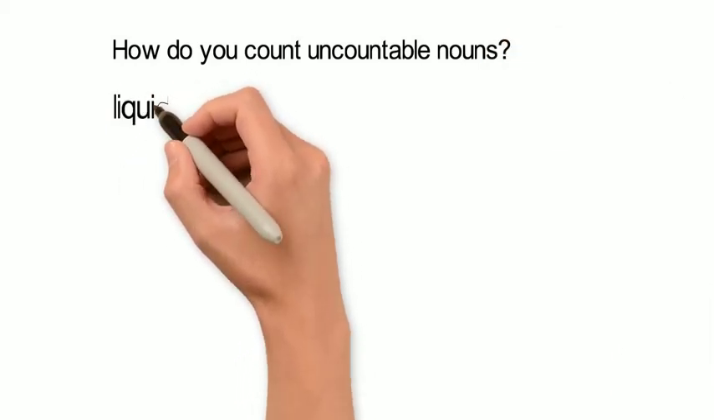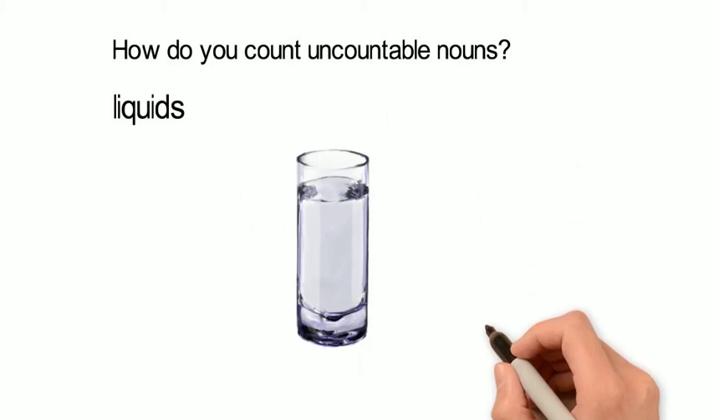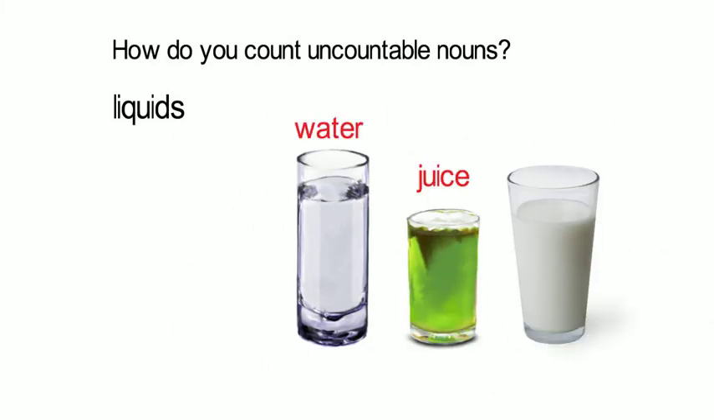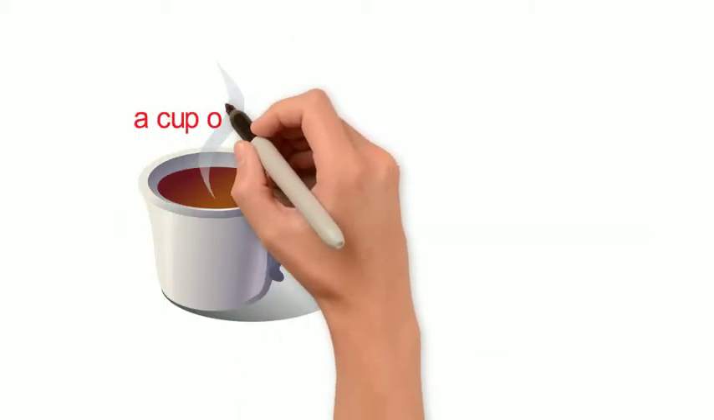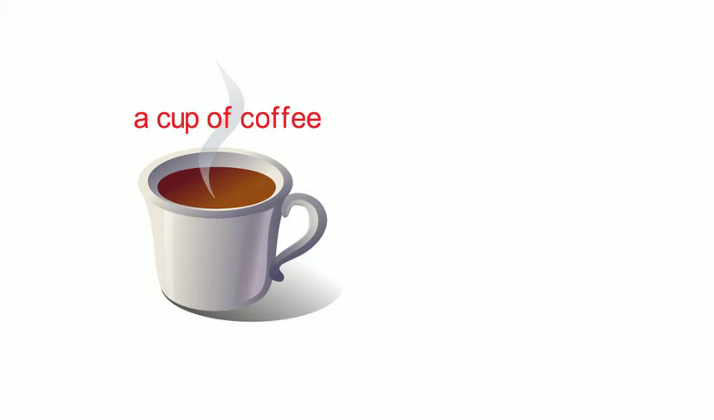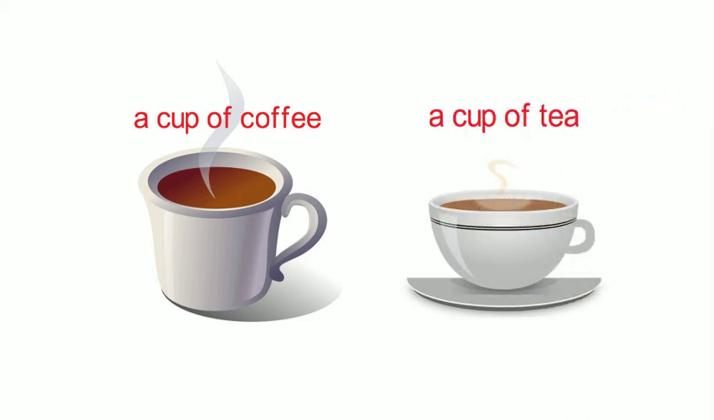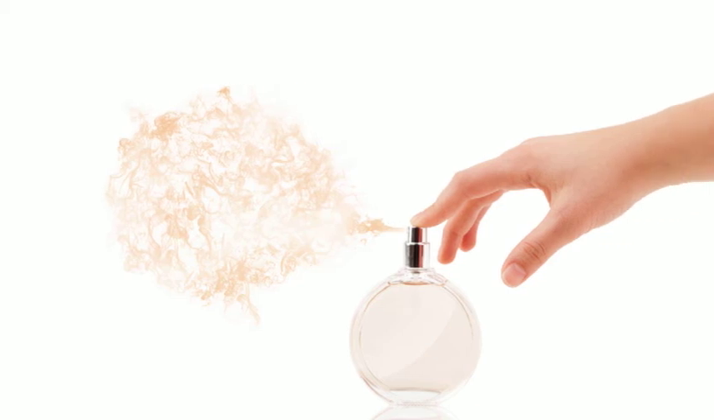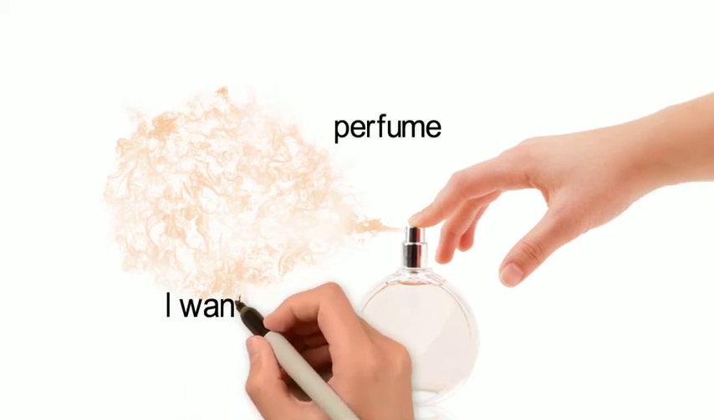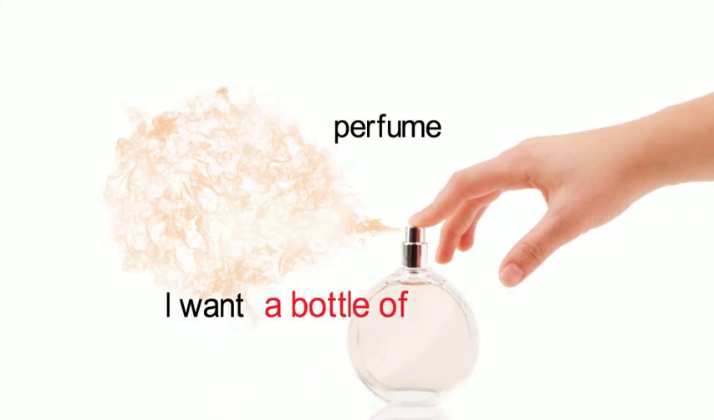So if you want to count liquids, such as water, juice, or milk, you would say, "Can I have a glass of water?" Or, "Can I have a glass of juice?" You could also say, "I want a cup of coffee," or "a cup of tea." You can count other liquids like perfume, and you could say, "I want a bottle of perfume."